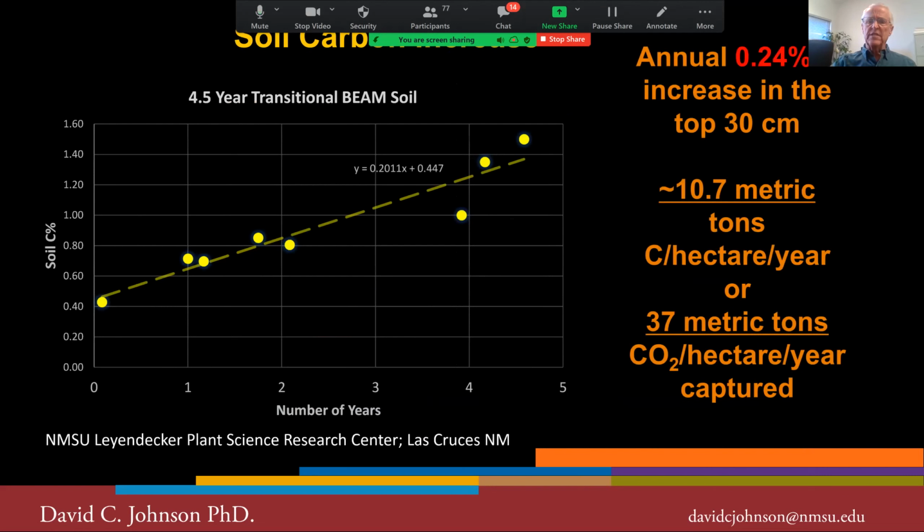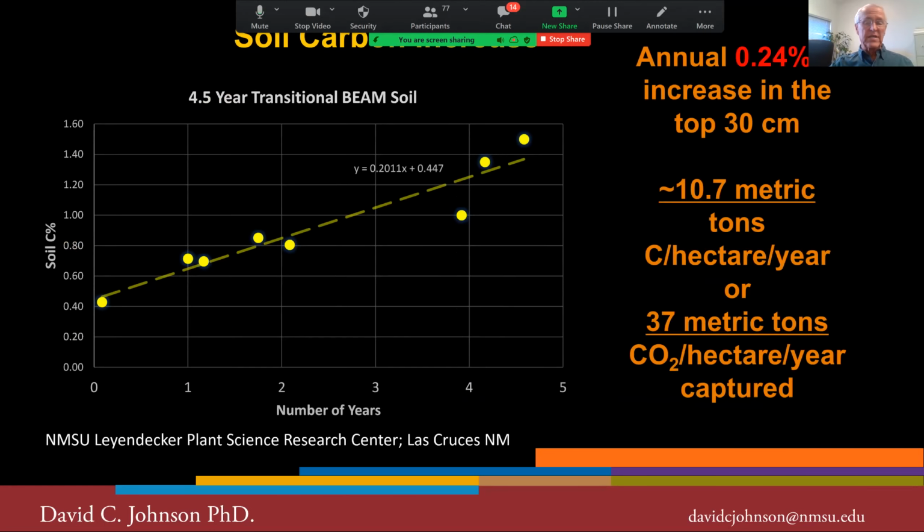We also saw increases in soil carbon. The rate of increase in the first 4.5 years was a 0.25% carbon increase per year in the top 30 centimeters or top foot. That's 10.7 metric tons of carbon per hectare per year, or 37 metric tons of CO2 per hectare per year captured.